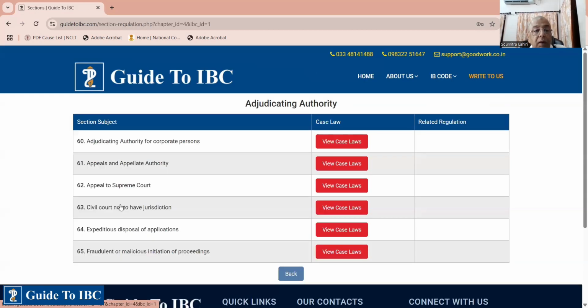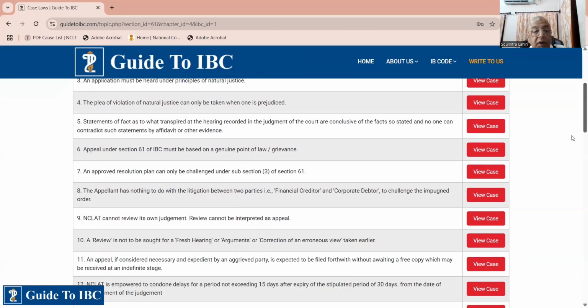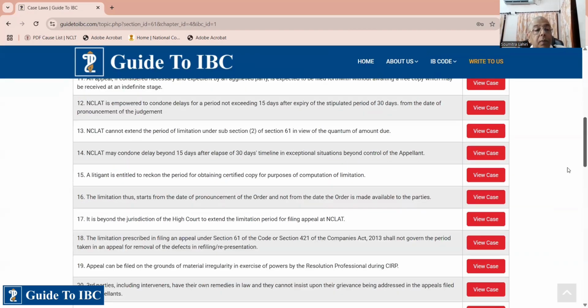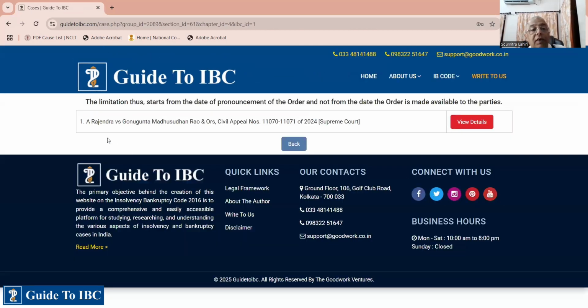pertaining to Section 61(2). The limitation starts from the date of pronouncement of the order and not from the date the order is made available. This is the case of A. Rajendran versus Konugunta Madhusudan Rao and others, of the Supreme Court, Civil Appeal numbers 11070 and 11071.